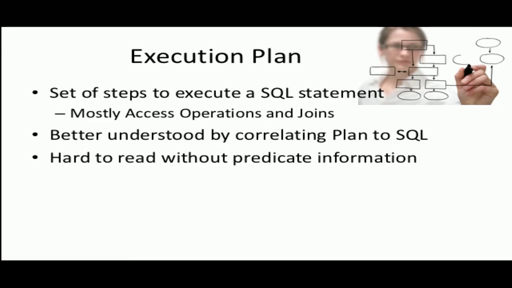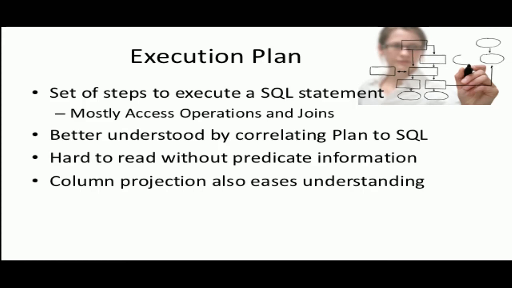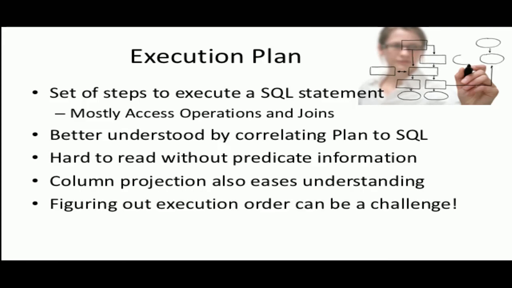Kind of? Okay. There are some pieces that don't come in the trace file. For example, the predicate information is not part of the trace file. But to me, if we have that information, that makes life easier to understand. Column projection is also useful, but mostly I would say predicate information. And figuring out the execution order could be a challenge. Actually, that was the very first requirement I had.